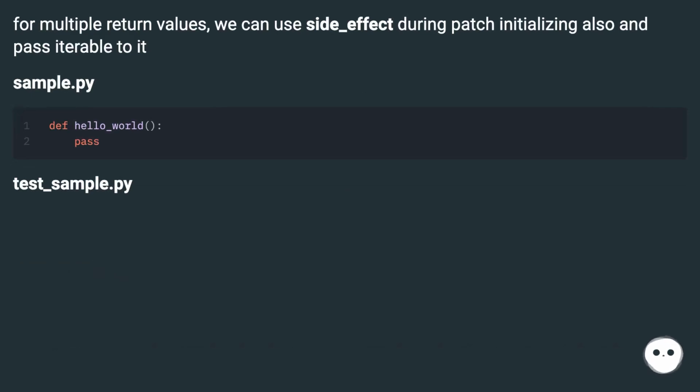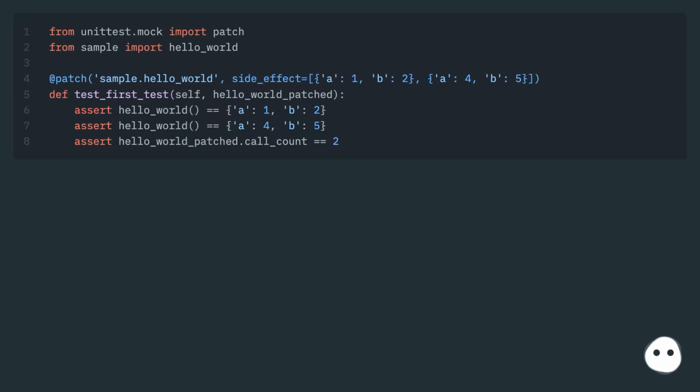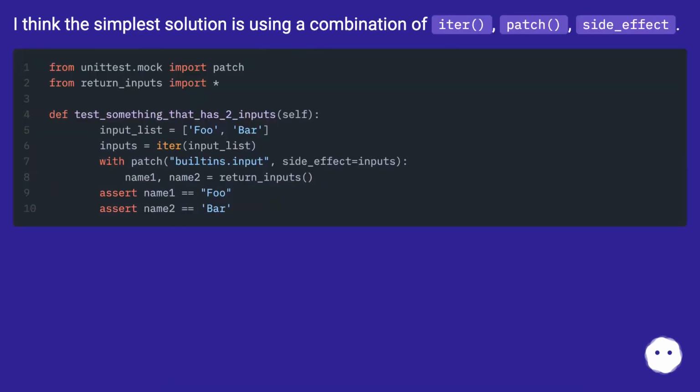For multiple return values, we can use side_effect during patch initializing also and pass an iterable to it. Sample.py. Test_sample.py. I think the simplest solution is using a combination of either patch, side_effect.